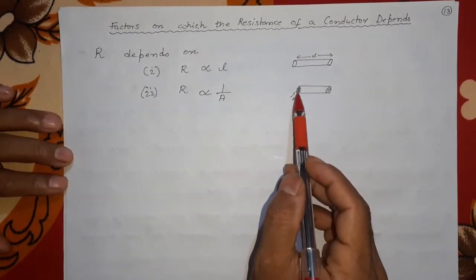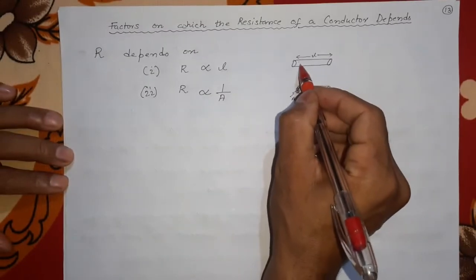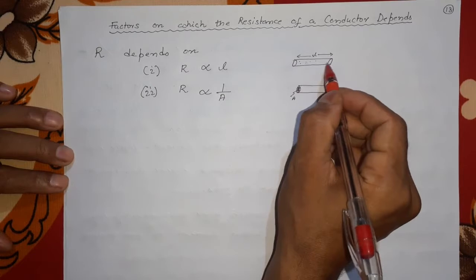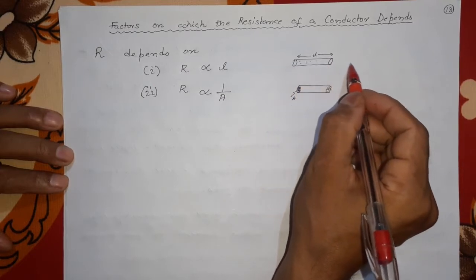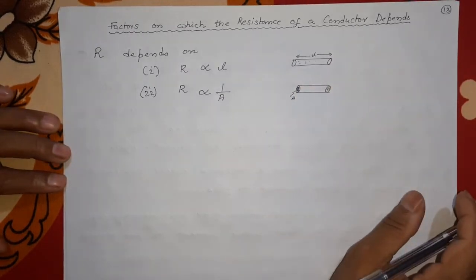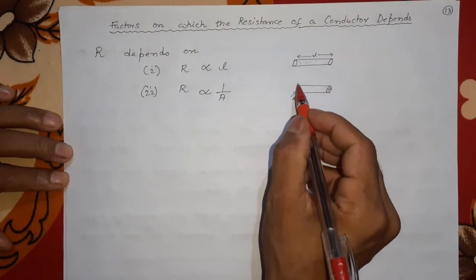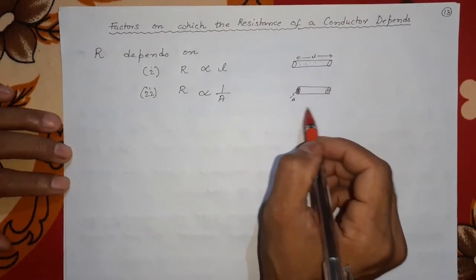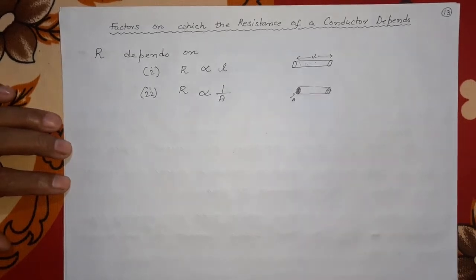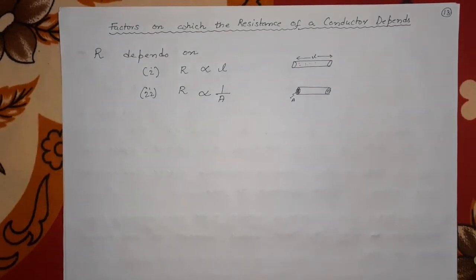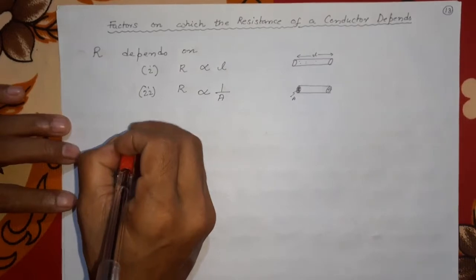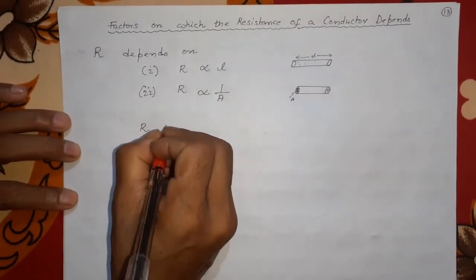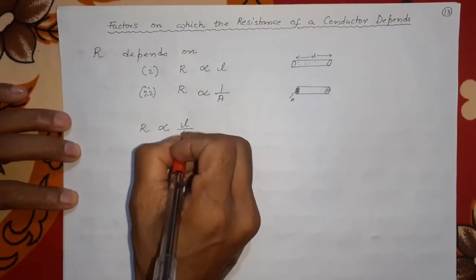How is it? The road will be bigger for the flow of electrons. Of course there are electrons inside, isn't it? If the length is more, it will take more time to reach, that's why resistance is more. But if the area is big here, the electrons will find it easy to go because the area is bigger. That is the concept of these two things. To combine them, R is directly proportional to L by A.